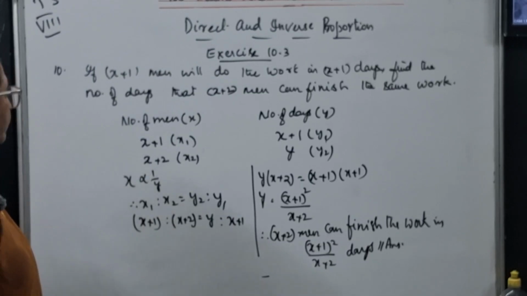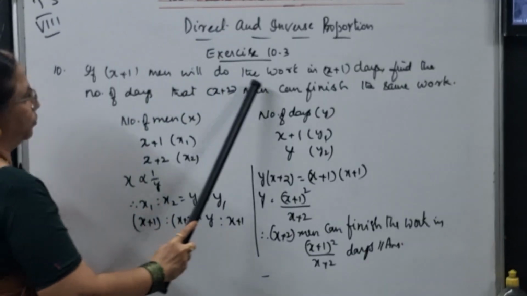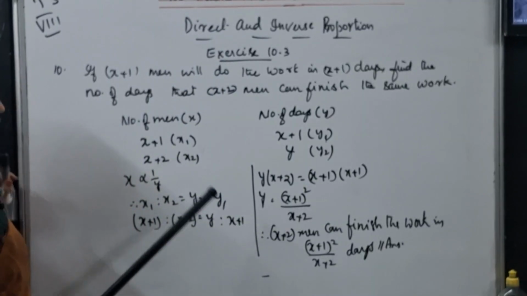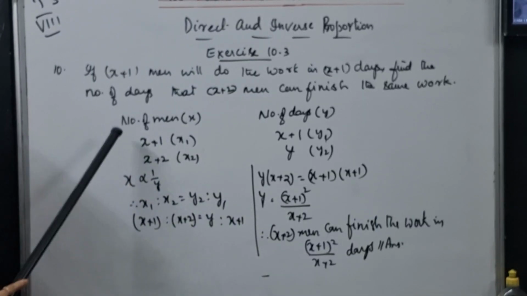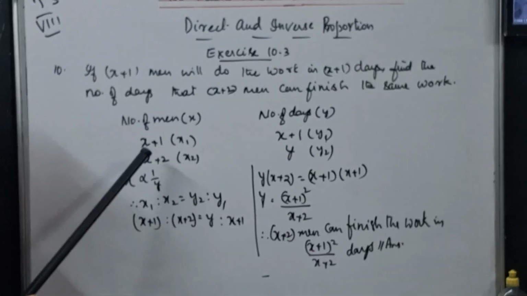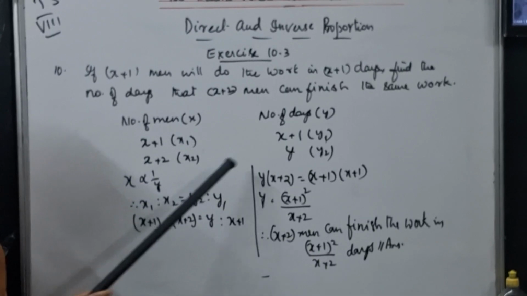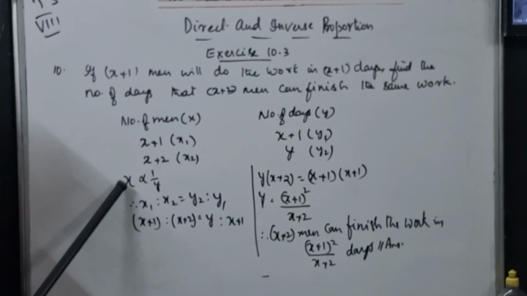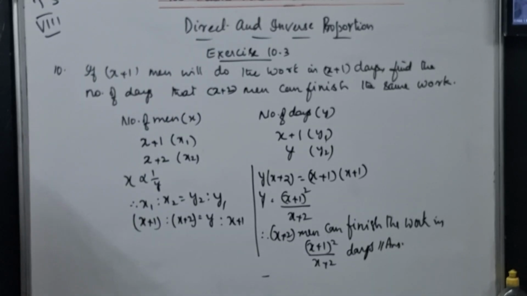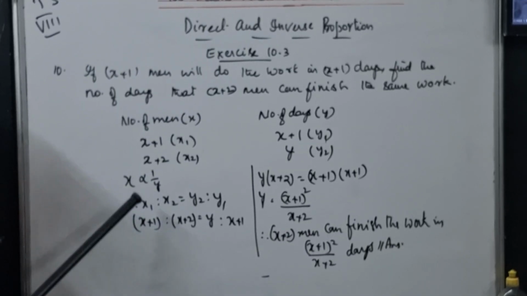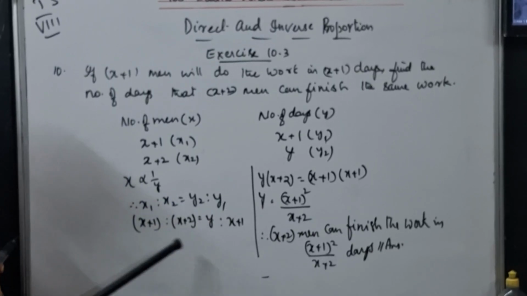See it here. The problem says that if x plus 1 men will do the work in x plus 1 days, find the number of days that x plus 2 men can finish the work. So number of men x, number of days y. X plus 1 men will do in x plus 1 days. X plus 2 men will do, we don't know, that is y. So x is inversely proportional to y. Number of men increases means days will decrease, that is common. Now, when x is inversely proportional to y, x1 is to x2 is equal to y2 is to y1.